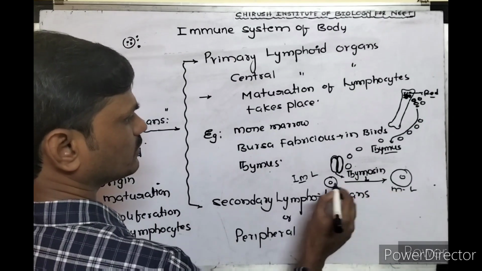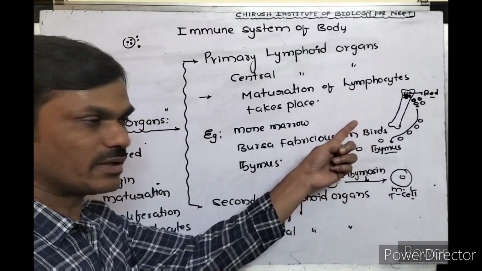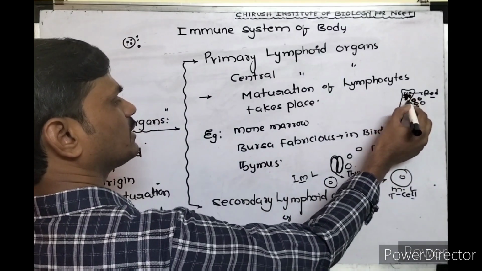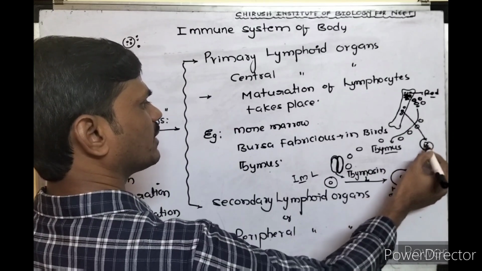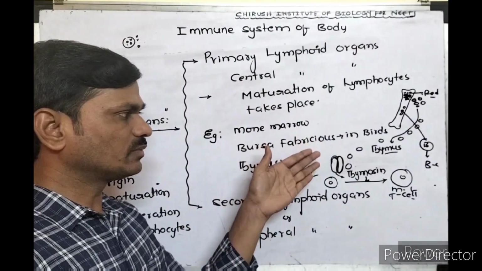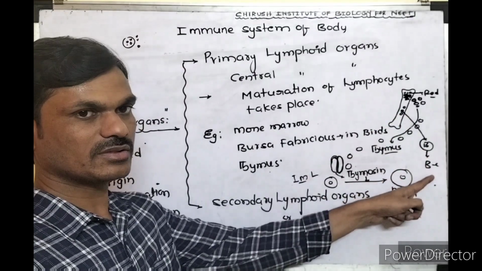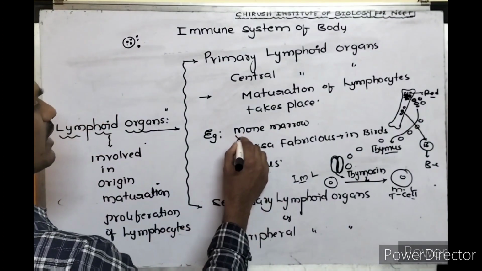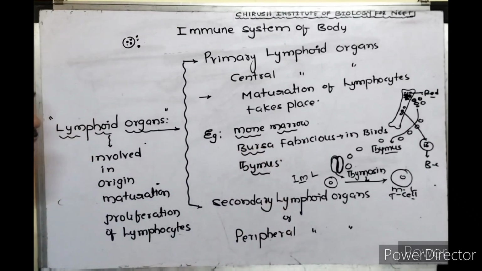Now, the lymphocytes matured in the thymus we are calling T cells, because the maturation of the lymphocyte takes place in the thymus gland. So we are calling them T lymphocytes. Some of the immature lymphocytes migrate to the bone marrow only, and maturation takes place in bone marrow, and they become B cells. Okay, immature B cells are converted into mature B cells in bone marrow. We are calling them B cells. So T cell, B cell. These are the primary lymphoid organs: thymus, bone marrow, bursa fabricius.